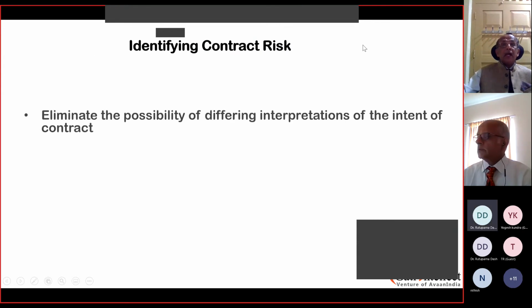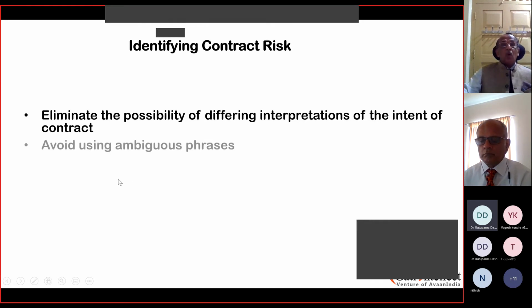Identifying contract risk. Eliminate the possibility of differing interpretation of the intent of the contract. In the beginning itself, this is to be conveyed, and if anybody has any clarification, there has to be an open debate so that everybody can understand each other as to what the expectation is, and what assumptions the whole contract is based on. If anybody has any ambiguous feeling about the intent, it should be clarified and everybody has to be on the same page. Avoid using ambiguous phrases.